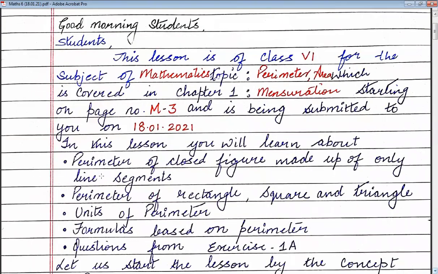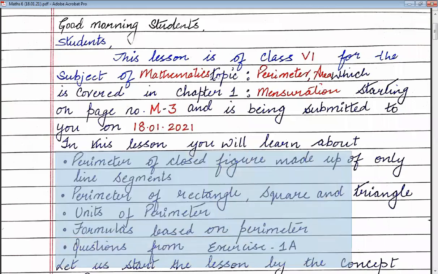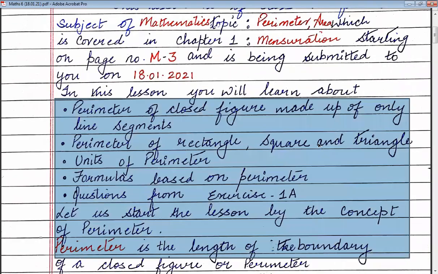So, by the end of this chapter, you will learn about the perimeter of a closed figure made up of only line segments. Then, we will cover the perimeter of rectangle, square, and triangle. Then we will discuss the units of perimeter and then the formulas based on perimeter. And at last, we will do a few questions from your book exercise 1A.